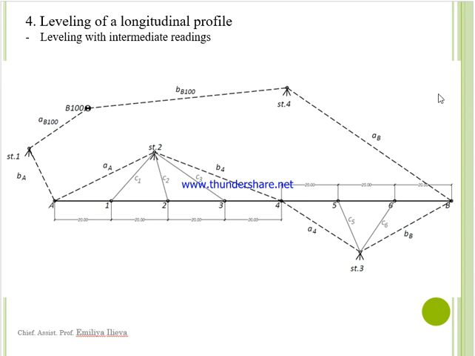So we need to return back to the reference benchmark. So this is the last station of our instrument. The first reading is going to be backside reading to the last point B, and the last one, it is foresight reading to the benchmark.